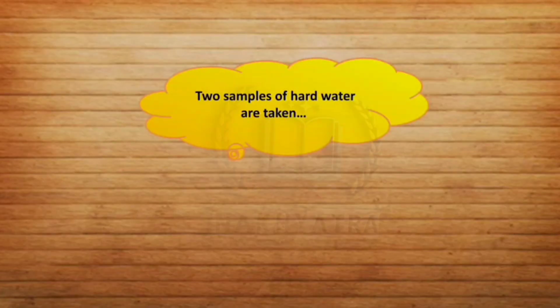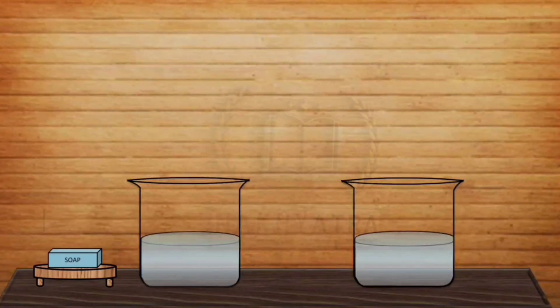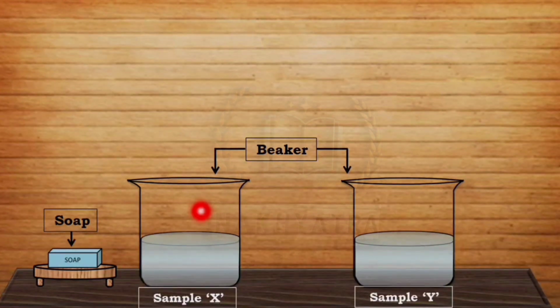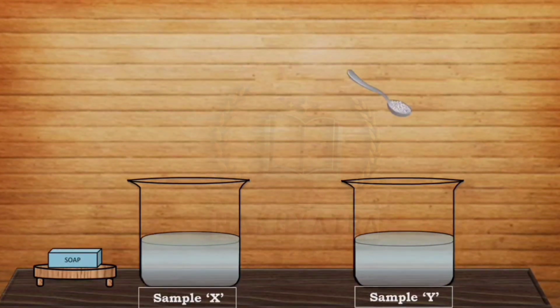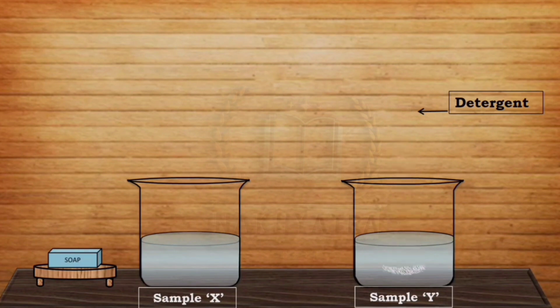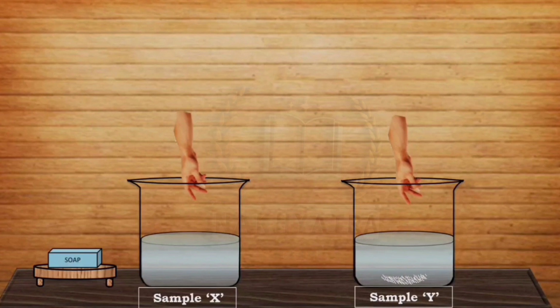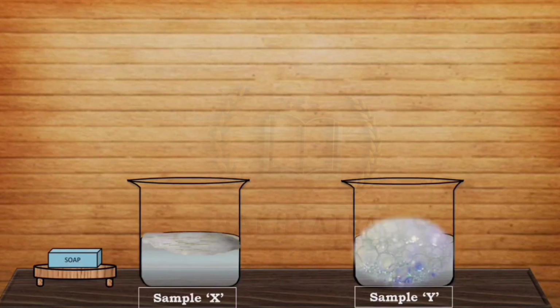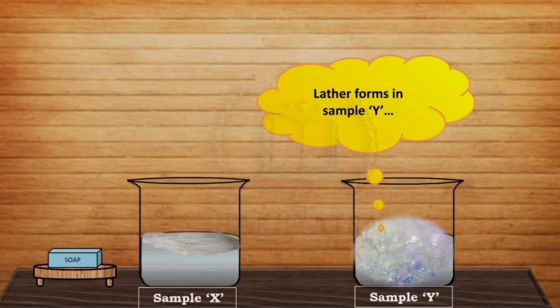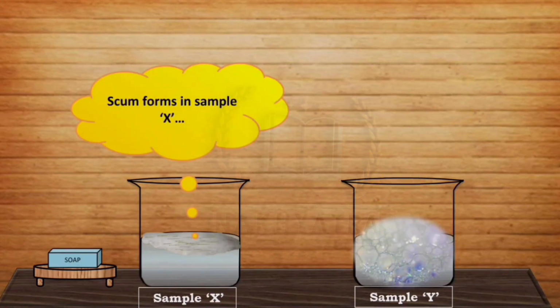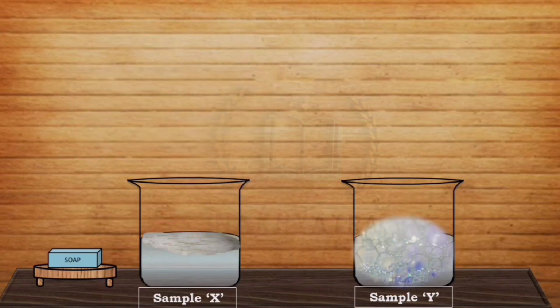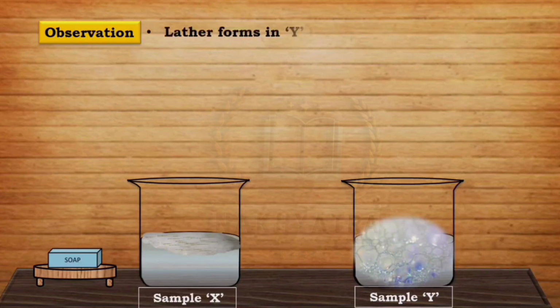So now two samples of hard water are taken. See here, these are the beakers. This is sample X and this is sample Y. Now we will pour some detergent in sample Y and some soap in sample X. Then we will stir it. See here. After stirring, we can see that in sample Y, lather is formed. But in sample X, we can see that scum forms. This is lather and this is the scum. So after observing it, lather forms in Y but not in X.